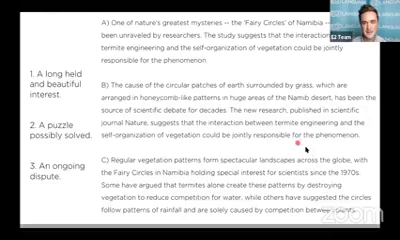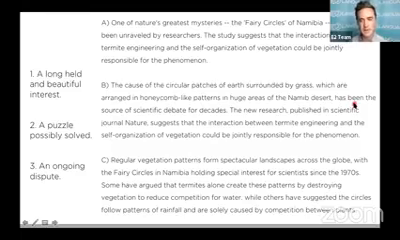Okay, let's have a look at these answers. Again, you should only be reading the first sentence of the paragraph, not the entire paragraph. So what are the answers? Well, let's have a look. A long-held and beautiful interest. Regular vegetation patterns form spectacular landscapes across the globe, with the fairy circles in Namibia holding special interest for scientists since the 1970s. Long held since the 1970s. Beautiful, spectacular. You can see the synonyms here.